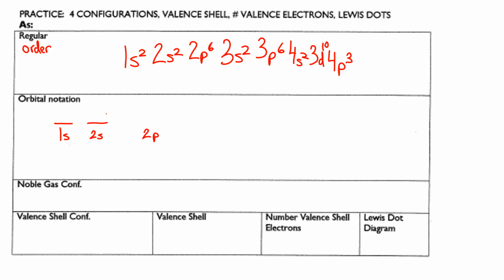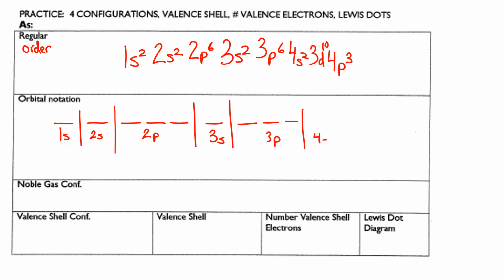For 2p, how many boxes or blanks do I need? 3. So I'm going to draw little lines in between it. All right, what comes next? 3s. It's one blank. 3p comes next. 1, 2, 3. And then 4s, 3d, 1, 2, 3, 4, 5. And then I'm going to write my 4p down here.